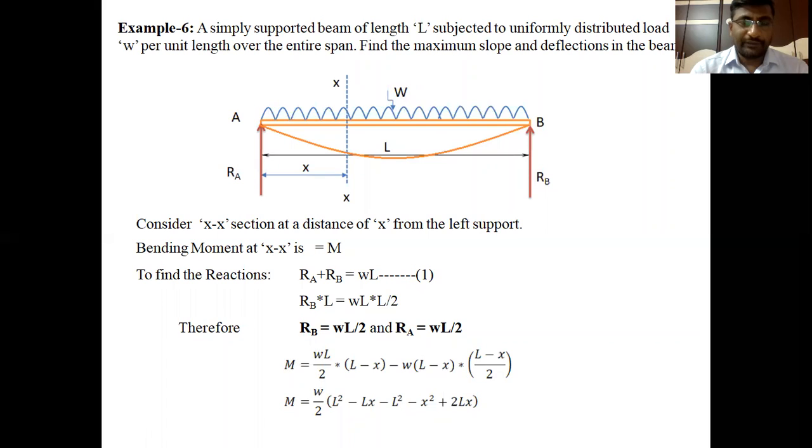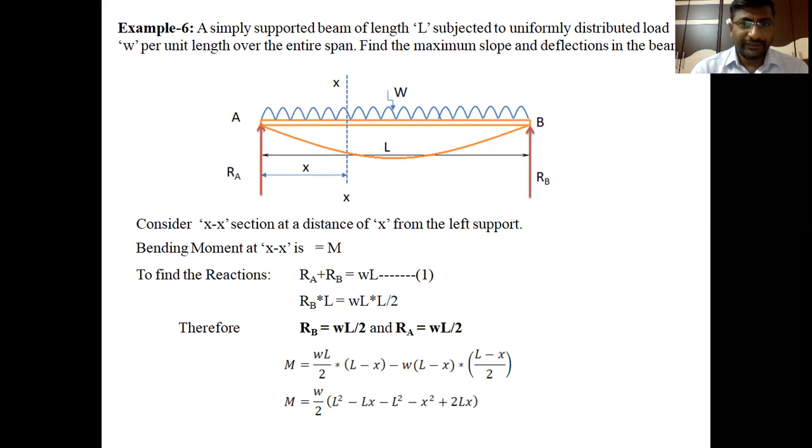So look at the problem. Look at the diagram. The beam is supported at ends A and B, having the length capital L and UDL value small w. That is uniformly distributed load acting over the entire length of the beam. So upon application of the load, the beam bends like a curve shown in the figure.